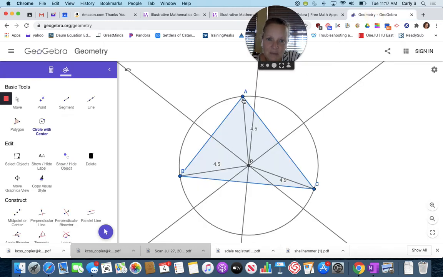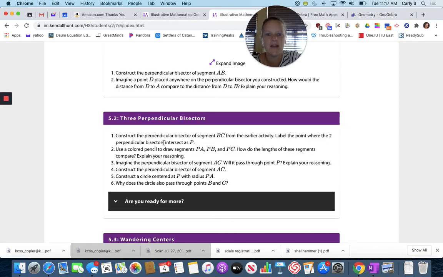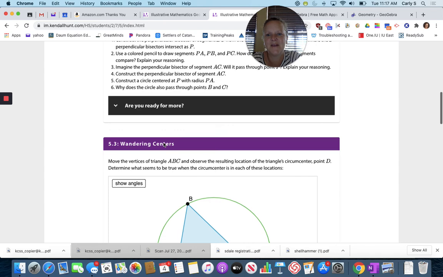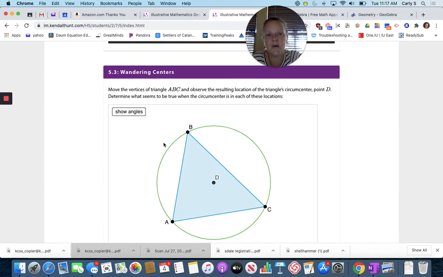Because the distance PA, which is how I constructed the circle, is the same as the distance PB and PC. Those are all radii of the circle. Therefore, all those points go through the circle. Woohoo! We did it. All right. Oh, of course, now we get an applet.